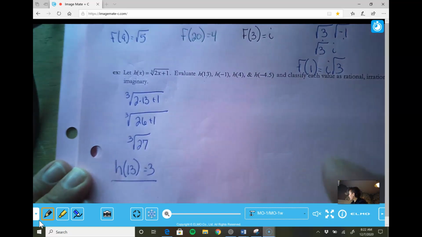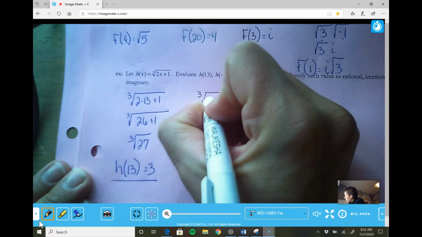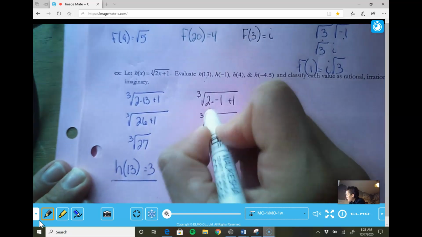So let's put negative 1 in. So if I put negative 1 in, I'll do 2 times negative 1. I'll add 1. Again, I'll multiply first.